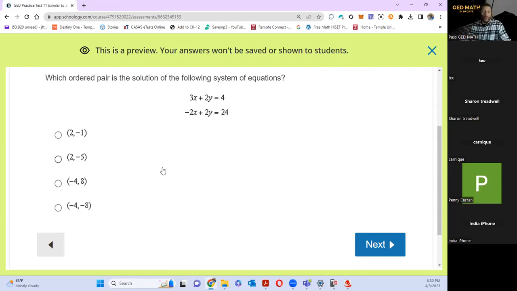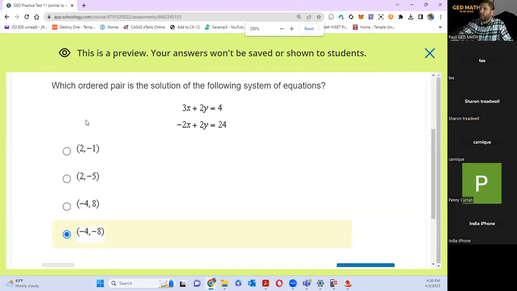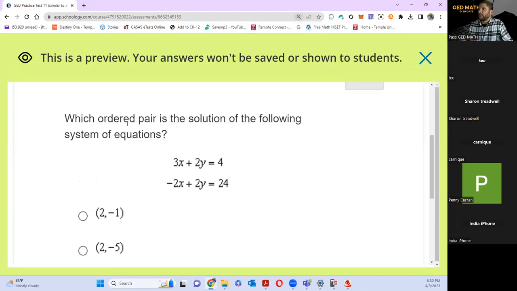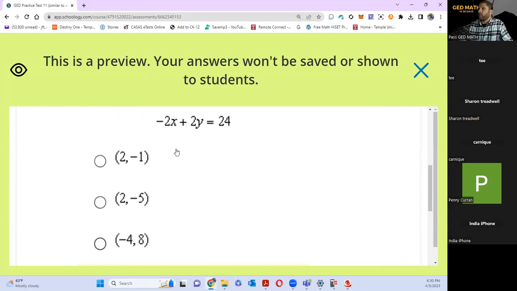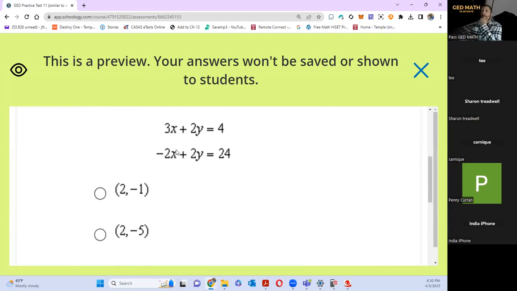Okay, so now, let me make this a little bigger. What do you notice about this system of equations? What variable should we try to get rid of first? 3x. Why 3x? Why not the Y? Exactly. Remember, when they mean eliminate, they want you to have opposites. So what's the opposite of 3x? Minus 3x. Do I have a minus 3x there? No.